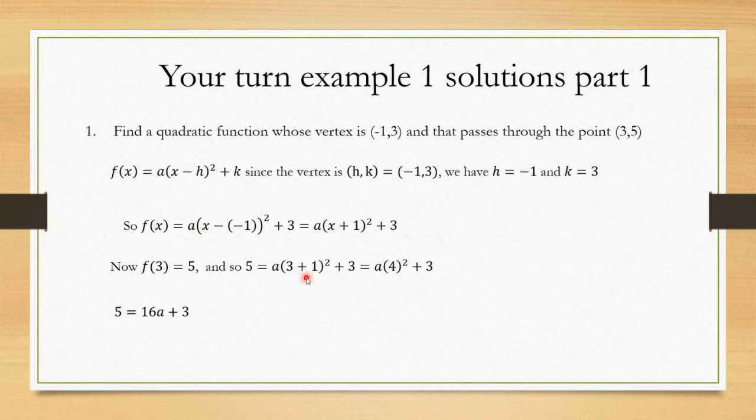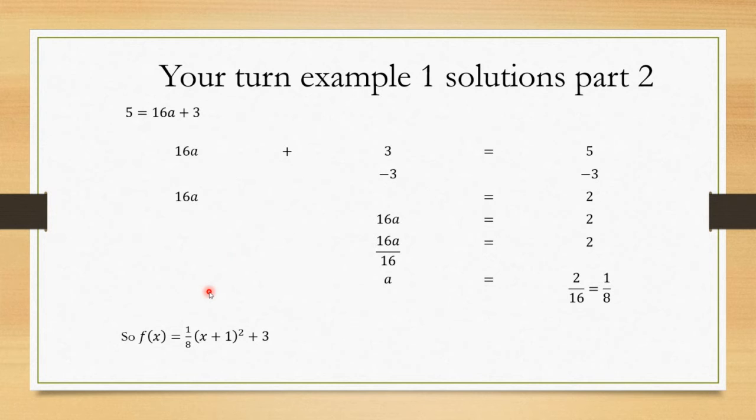And so from here, what do we get? We get a times 4 squared plus 3. And this is, of course, 16a plus 3. That's what we have here. So from here, we can figure out what a is, right? We have to solve for it algebraically.